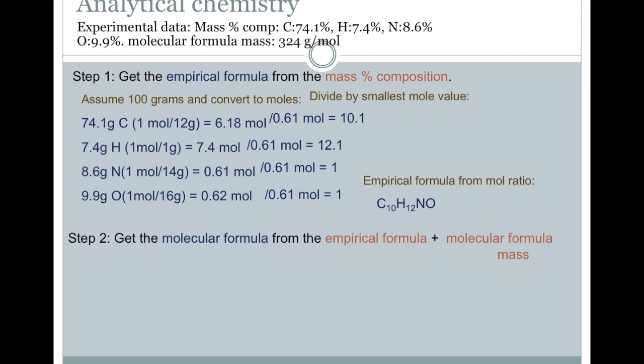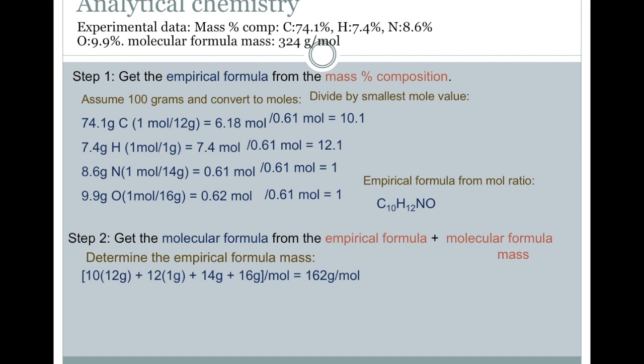Now, the next step, which is the same one we've done in the past couple examples, is to get the molecular formula from the empirical formula plus the molecular formula mass. And again, it's the same way we do that. We first of all figure out the empirical formula mass. So the empirical formula is C10H12NO. We multiply the number of each atom times the mass of that atom, and that gives us 162 grams per mole. So that's the empirical formula mass.